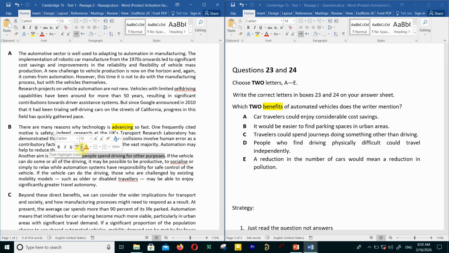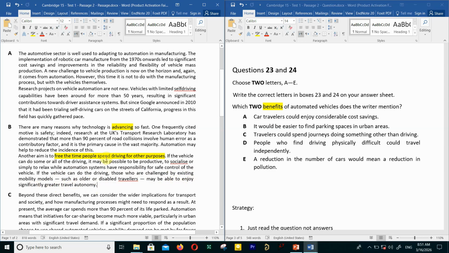Free the time people spend driving for other purposes. If the vehicle can do some or all of the driving, it may be possible to be productive, to socialize, or simply to relax, while automation systems have responsibility for safe control of the vehicle. If the vehicle can do the driving, those who are challenged by existing mobility models such as older or disabled travelers may be able to enjoy significantly greater travel autonomy.